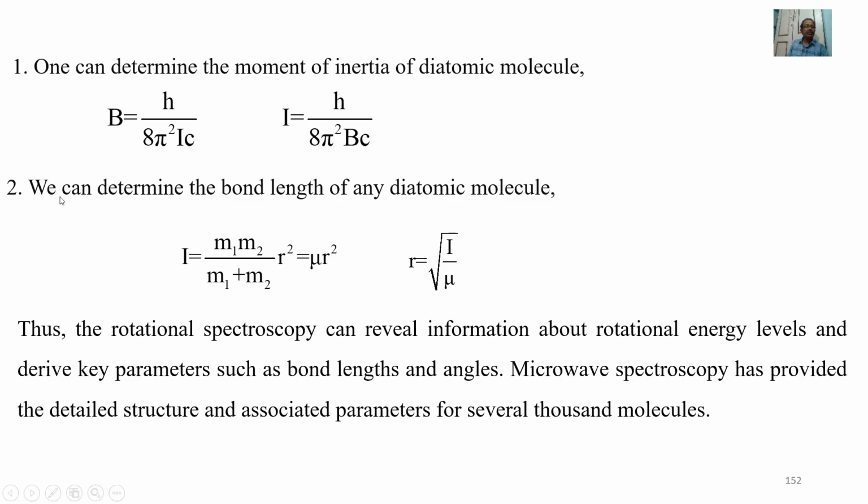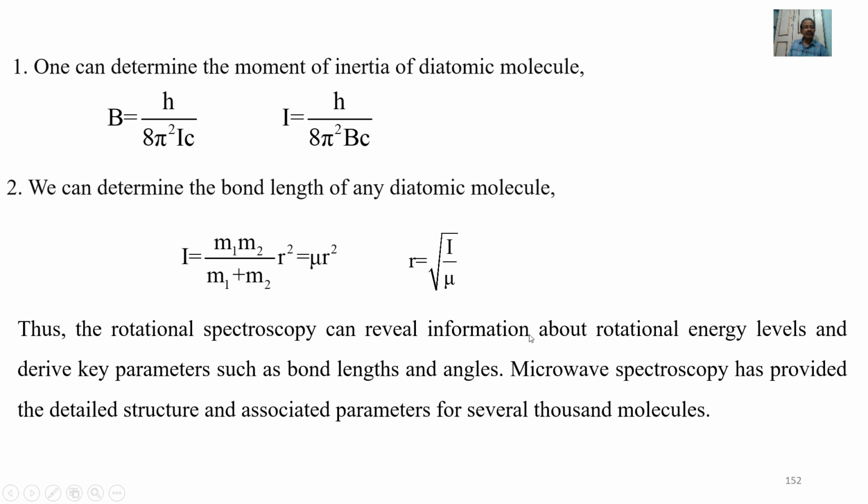We can determine the bond length of any diatomic molecule. We know that I equals mu r squared, and mu is given by this expression. So r equals the root of I by mu. So if we know the value of I and the value of mu, one can get the bond length of any diatomic molecule.